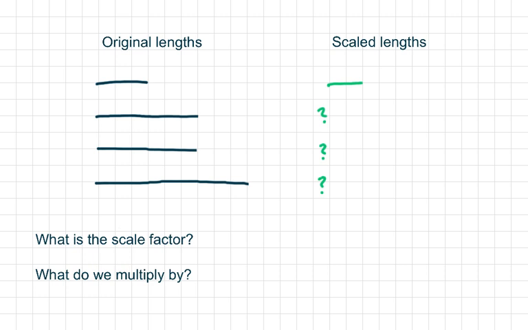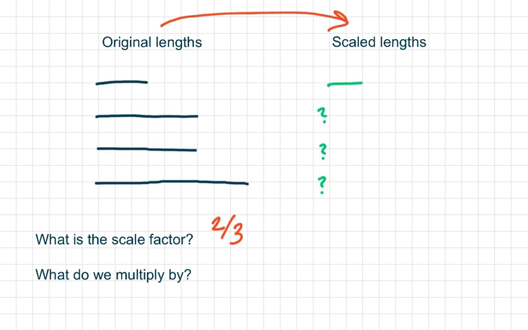So the scale factor to go from the original to the scaled, it's a shrinking scale factor, so we'd be looking for a fraction between 0 and 1. And in fact, it's 2/3, right? Because it's the length of the scaled measurement divided by the original. So that's 2/3. So now that I know my scale factor, I can multiply the lengths by the scale factor to find the scaled length.